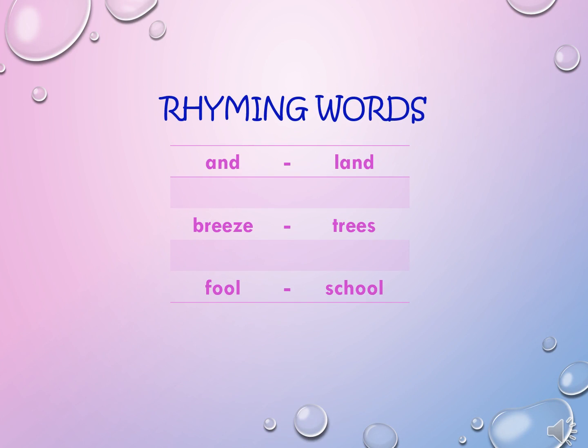Now see the rhyming words, children. And its rhyming word is land. Breeze, trees. Fool, school.